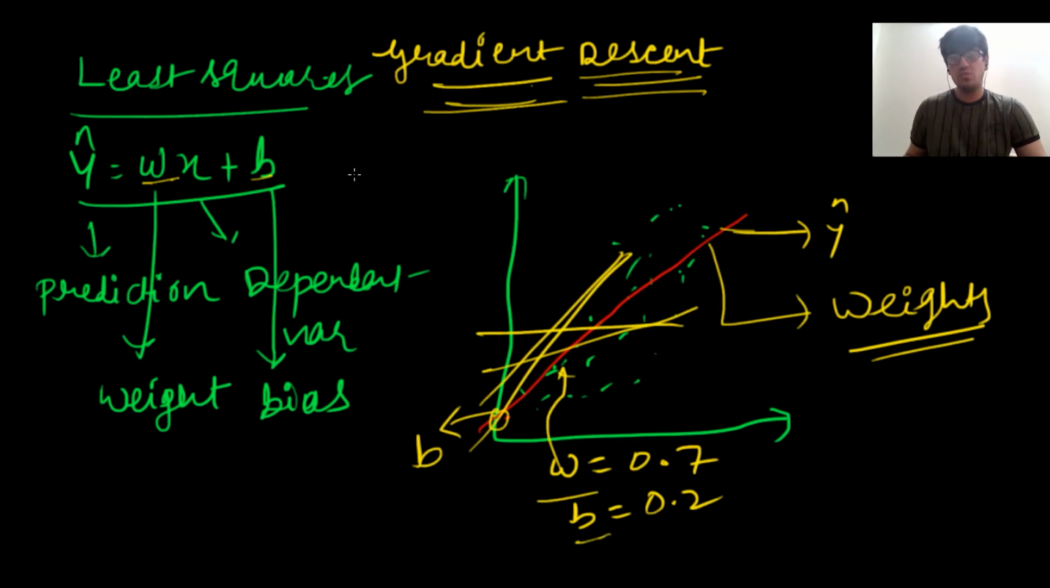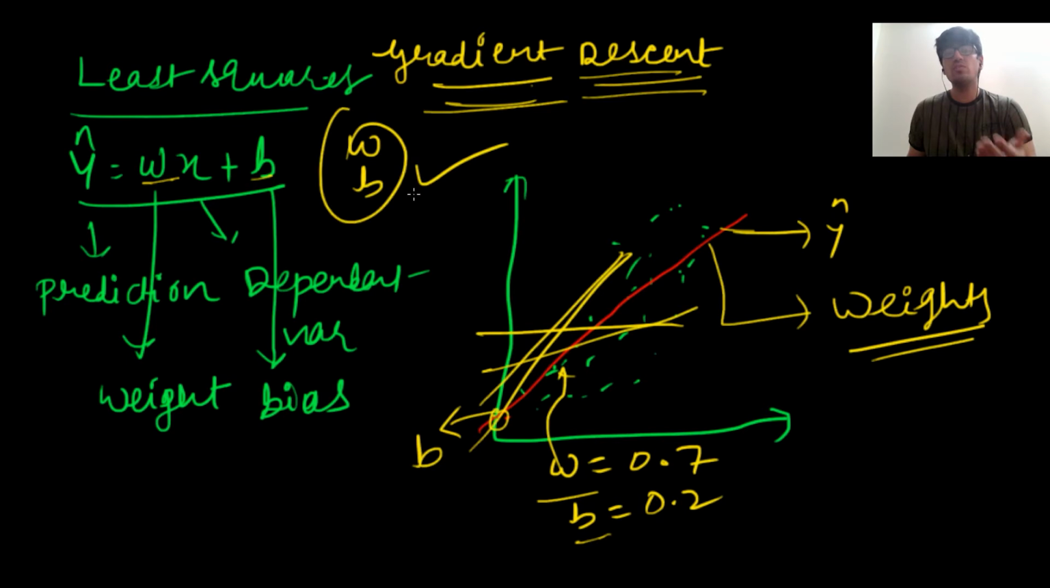So if you didn't get it by now, we need to find out the right values for both w as well as b in order to find this line of best fit, right? That is our ultimate goal, and we will achieve that using gradient descent. So let's see how we can do that.